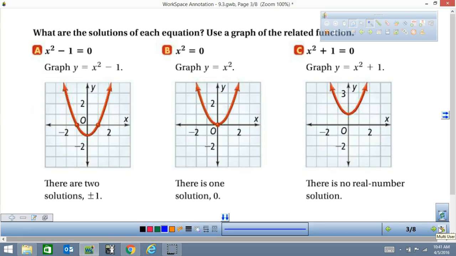So let's look at these examples. When I want to solve x squared minus 1 equals 0, I graph y equals x squared minus 1. That graph is the parent graph shifted down 1. And I have two solutions. This quadratic factors, x plus 1, x minus 1. And my solutions are at x equals negative 1 and x equals positive 1. To solve the equation x squared equals 0, I look at the graph of y equals x squared. That has one x-intercept at 0, 0.